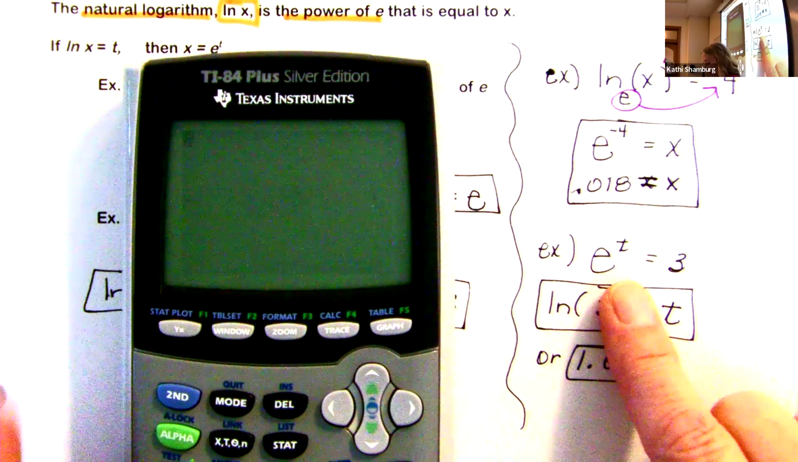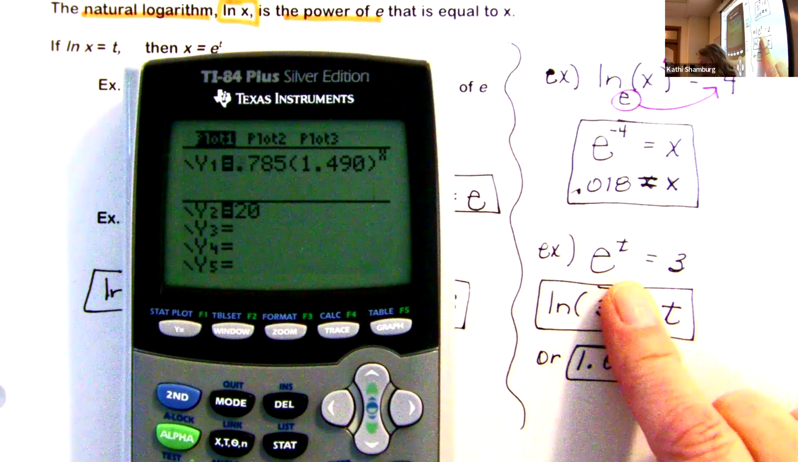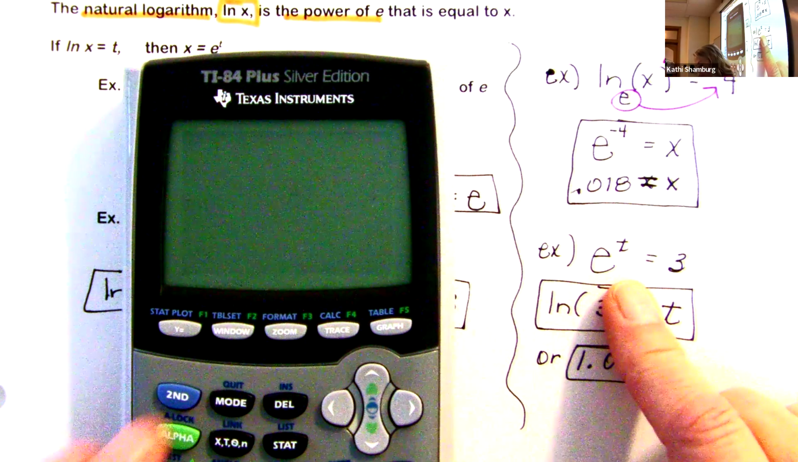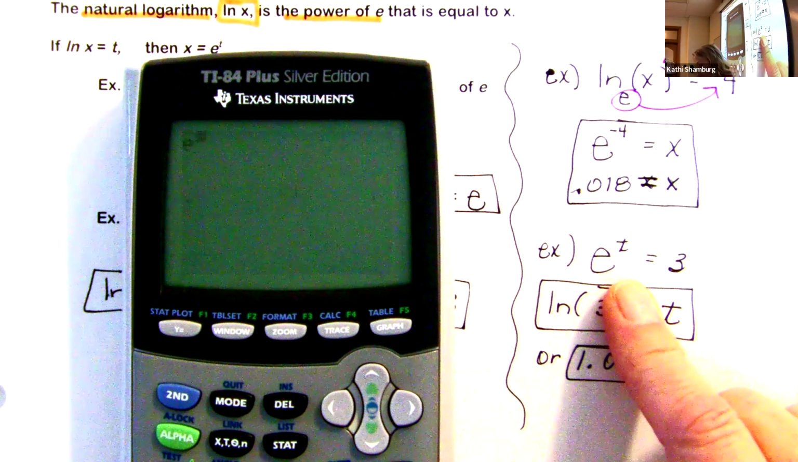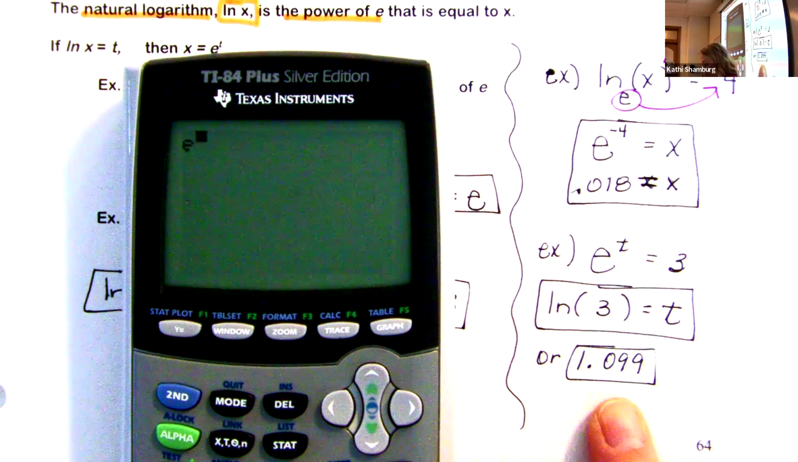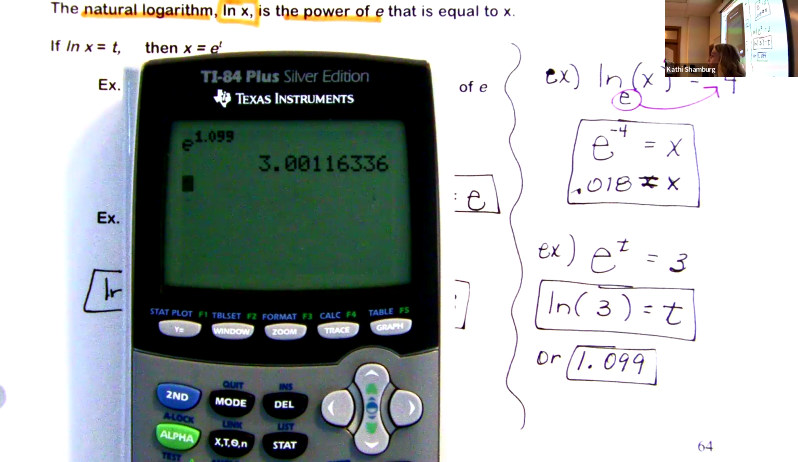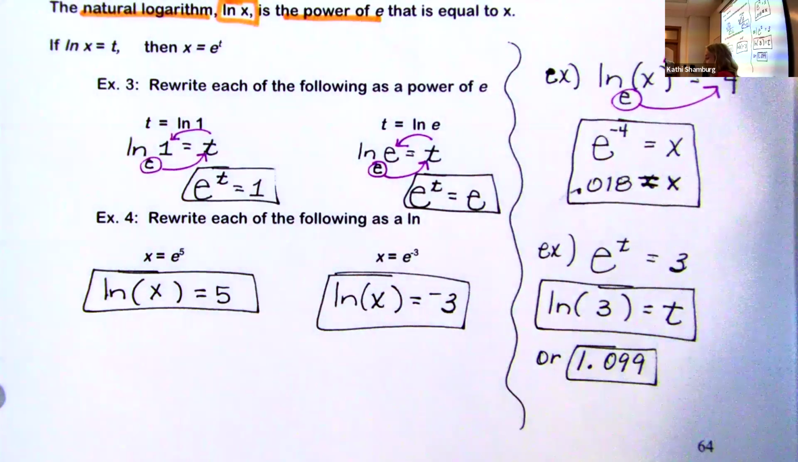So that means if I did do, whoops, I hit the wrong button, obviously. Hit Y equals, 0, second, e to the 1.099, I should get a number very close to 3. Okay, all right.